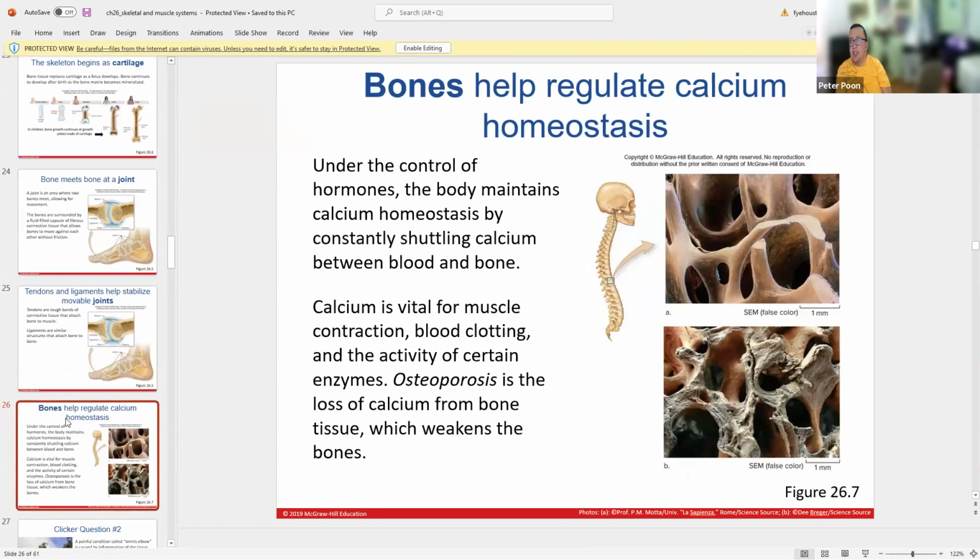In addition to providing protection and stability, bones also help regulate calcium. Whenever we need calcium, we get it from our bones. If we have too much calcium, we store some of it in our bones. So it's important to get enough calcium. Calcium is vital for muscle contractions, blood clotting factors, and enzymes. A disease that I'm sure you know about is osteoporosis.